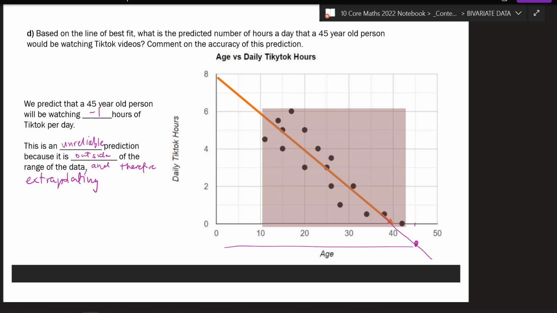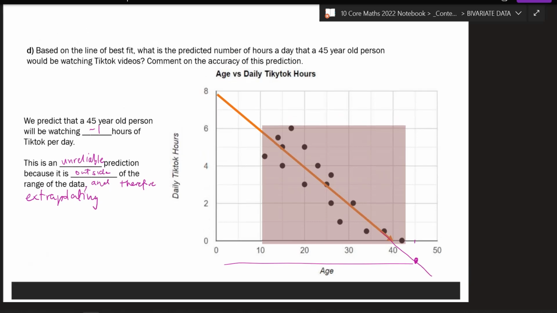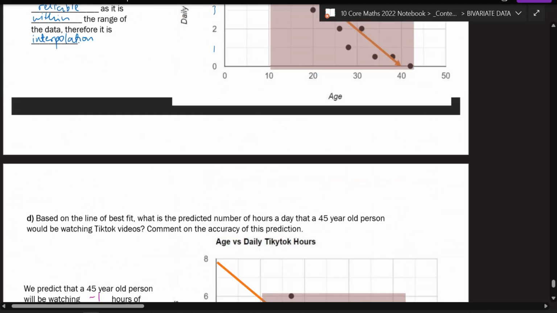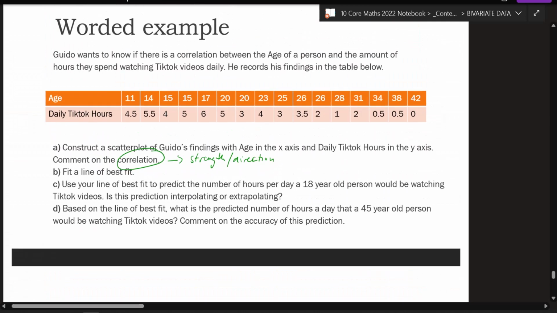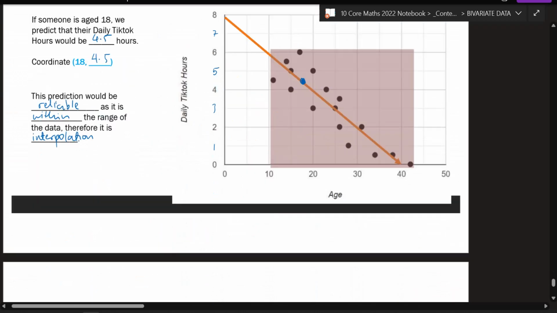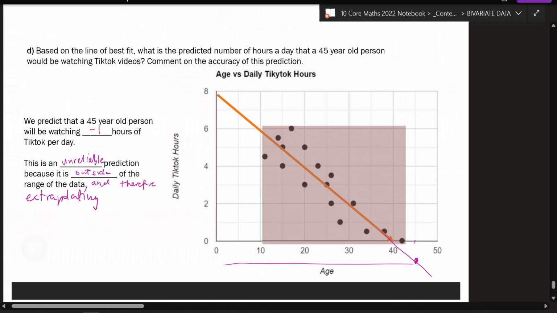What's the correlation? Oh, the correlation. Remember, did we not answer that? Correlation is the strength and the direction. Well, what direction is it? Negative. Negative, and it looks strong to me. So negative strong, if we were to answer.